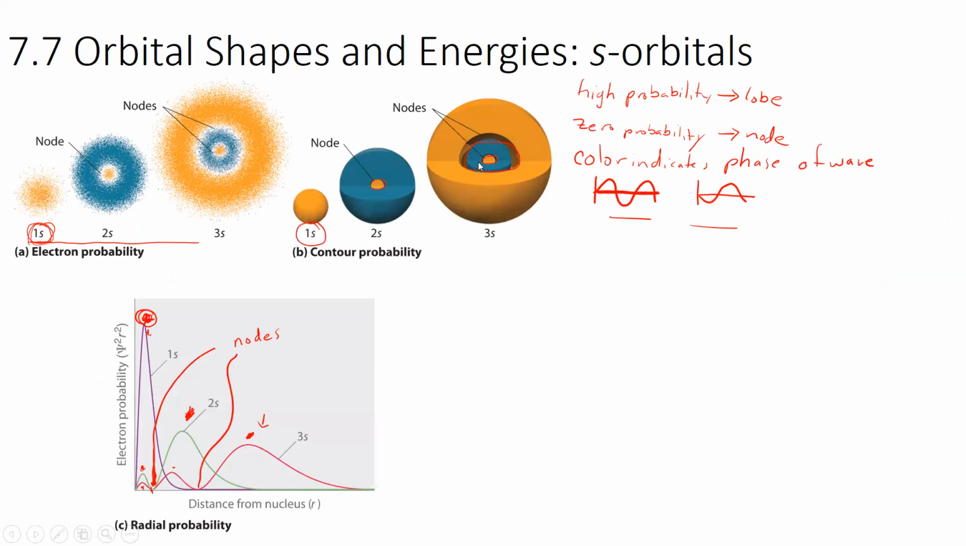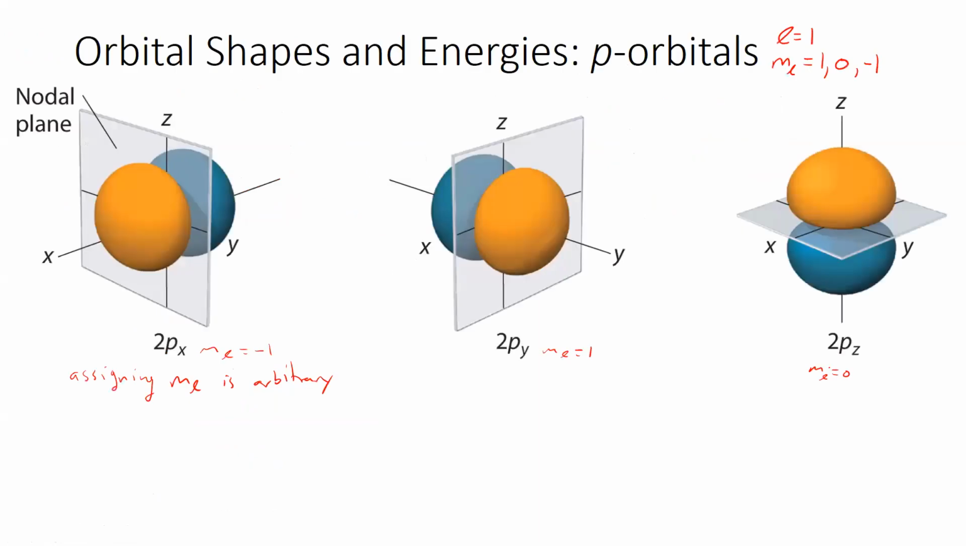But one of the key things, and this is where I'm kind of headed with this, is the artist here has rendered the different lobes very, very nicely. And so you have only one lobe, if you will, for the 1s orbital. For the 2s, you've got one node in the middle of the 2 different regions, 2 different lobes, and then you've got 2 nodes for the 3s. So as you have a higher and higher principal quantum number, you have more nodes.